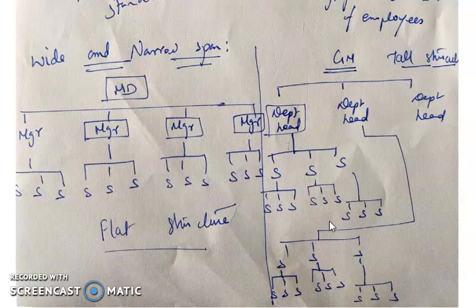So these are all the details about how the span of control works in an organization. We have discussed what a span of control is, and the types of relationship that exist between the superior and the subordinates, as well as the wide and narrow span. And we discussed the advantages and disadvantages of having a wider span of control and a narrow span of control.